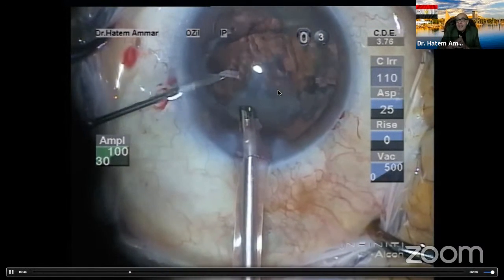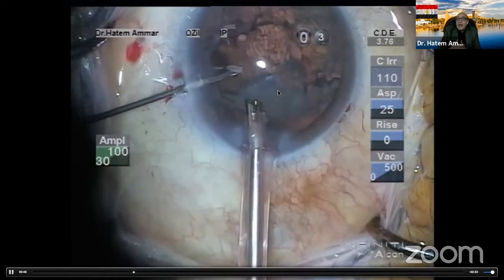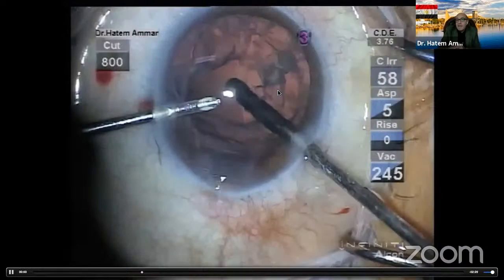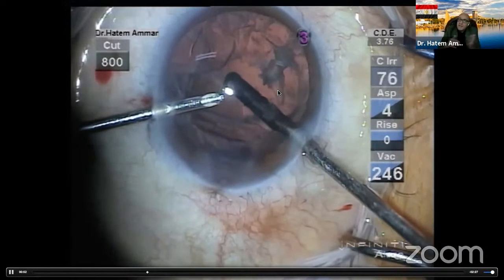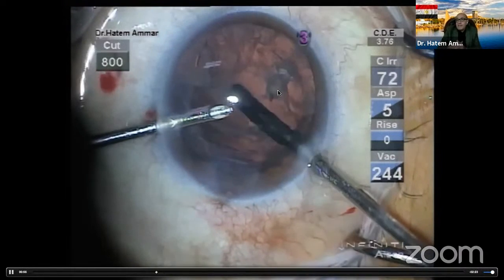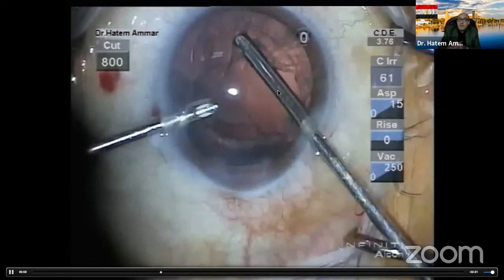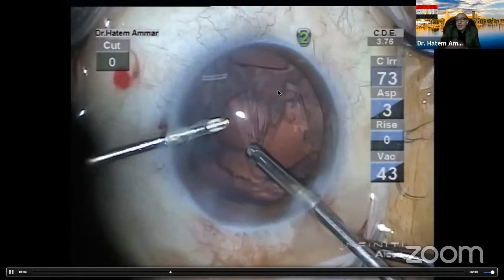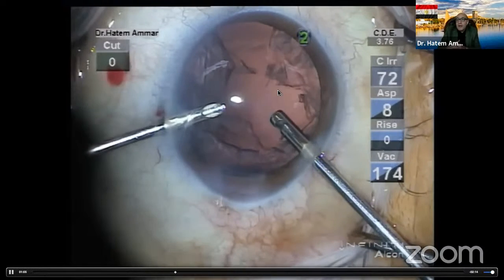Keep the irrigation maintained, inject dispersive OVD. My preferred one is Viscoat, with no financial interest. If you don't have it, you can use methylcellulose, but dispersive is better. Now, you must clean any vitreous present in the anterior chamber, do vitrectomy well, make use of the cutter as IA. Here, I make use of the machine as IA cut to remove the cortex.